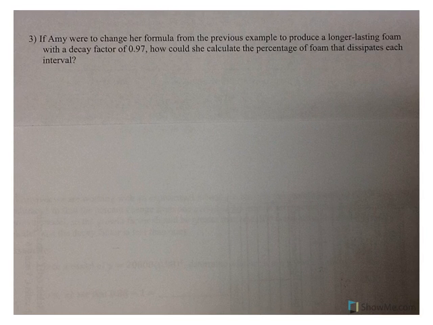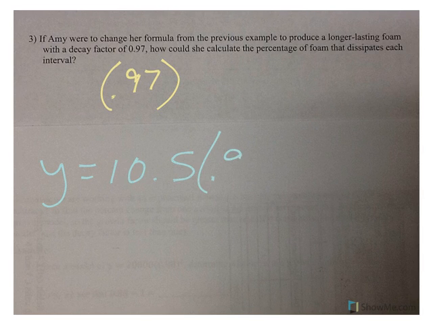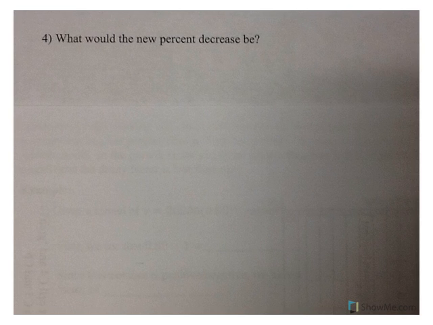If Amy were to change her formula from the previous example to produce a longer lasting foam with a decay factor of 0.97, so that goes inside here. How could she calculate the percentage of foam that dissipates each interval? So now our model would be y equals, she's still starting with a 10.5 centimeter foam, but now her decay factor is 0.97 raised to that 10-second time interval, right? Or you could use x, whatever. What would her new percent decrease be?